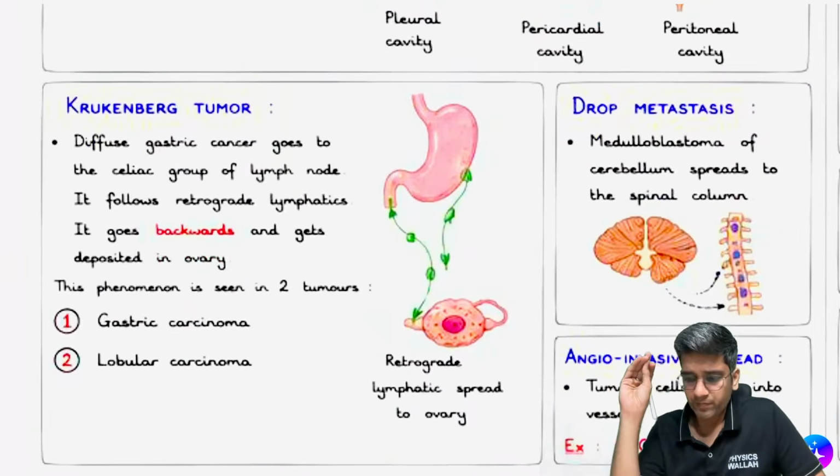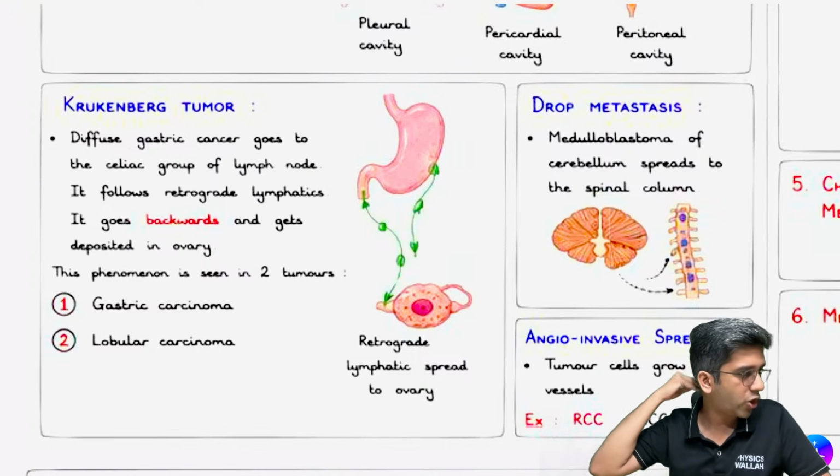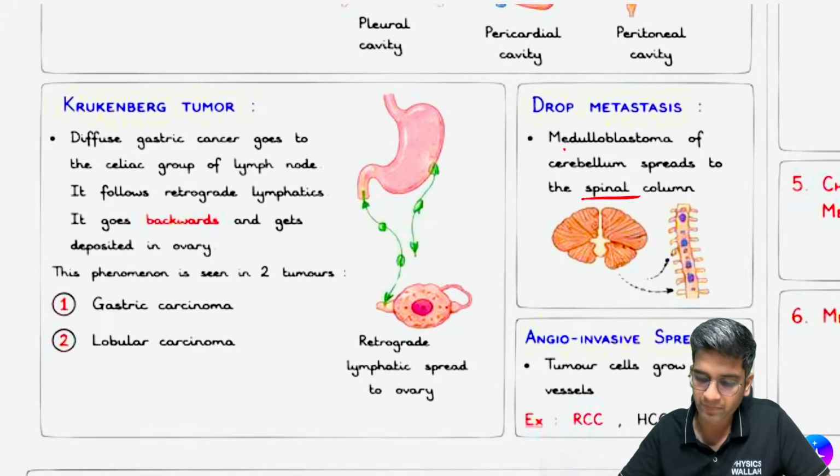A few rare conditions show drop metastasis. From the cerebellum, medulloblastomas can drop along the spinal cord. CNS tumors can drop along the spinal cord and spread along the spinal column, right? That's a classical example.